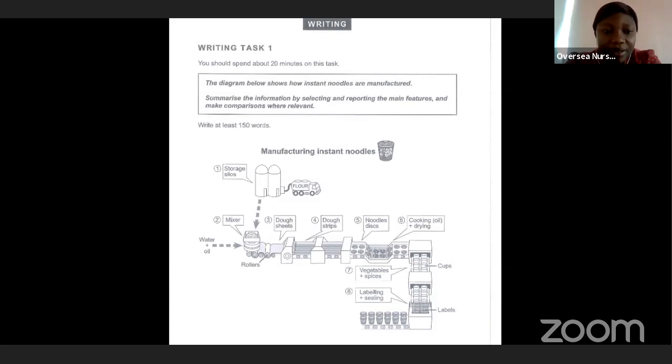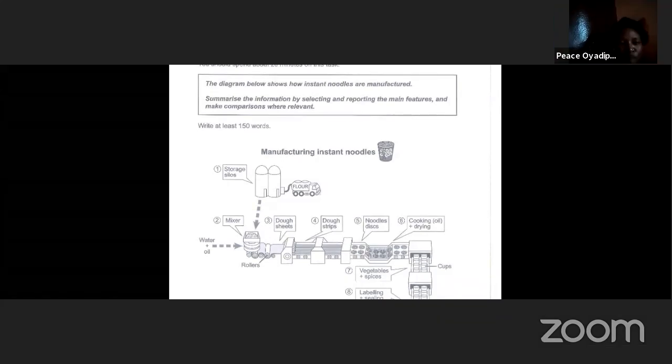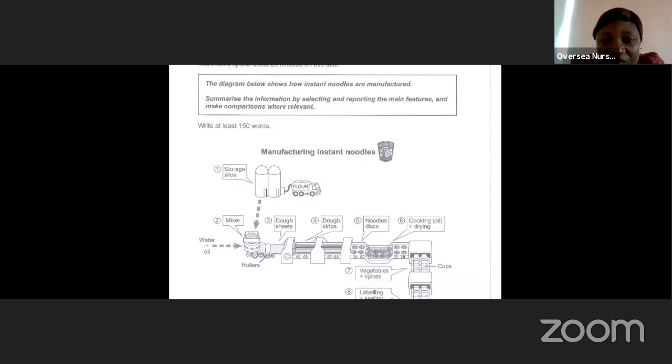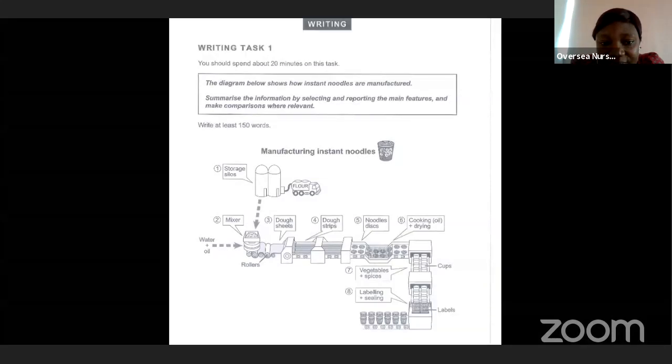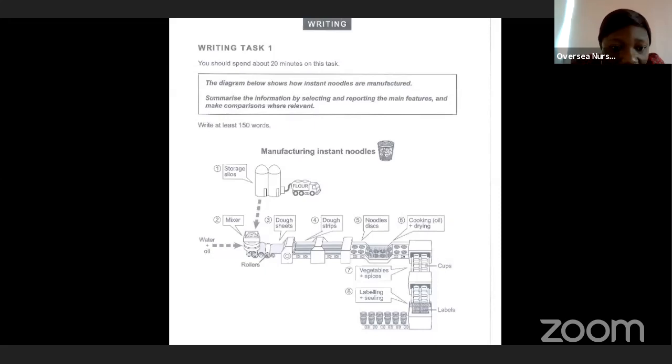Okay, ma. So now our overall statement, after we have gotten our synonyms, will be: overall, there are about 8 stages involved in the production of pasta, beginning from the storage silos and ending at labeling and sealing of the produced noodles. Now we have a first paragraph.